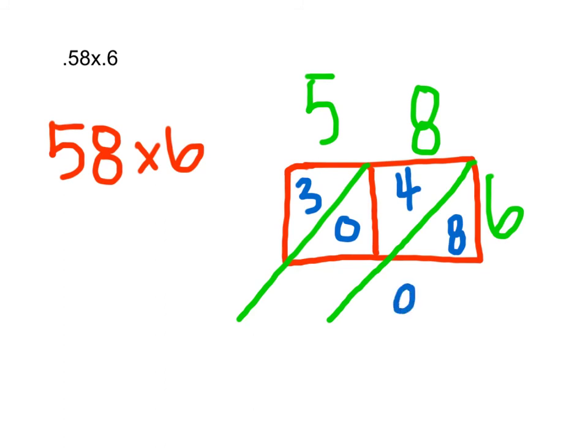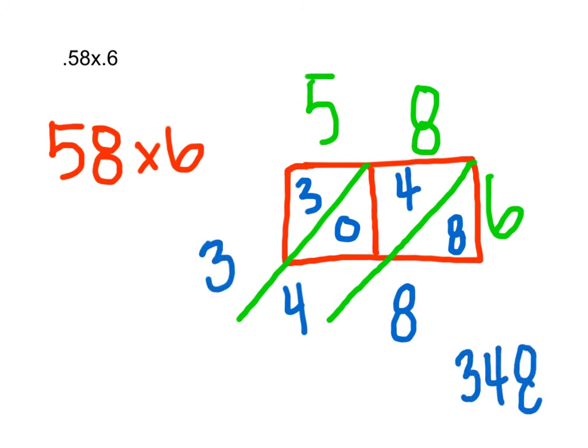8 plus nothing is 8. 4 plus 0 is 4. And 3 plus nothing is 3. So you have 348. But you need to go back to your original problem, and both numbers have decimals in it, so you have to count both.